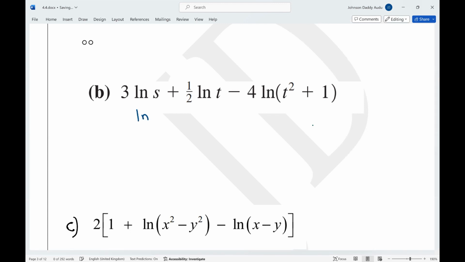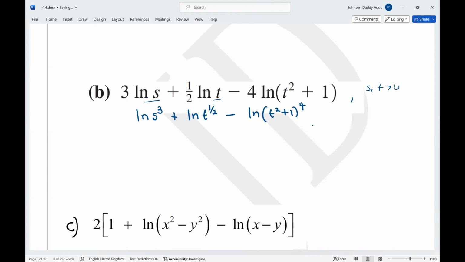So let's rearrange this. We can write as ln s cube, right? And this also we can write as ln t to power half. And this will be minus ln t squared plus 1 to power 4. Right. Okay. And here we need to know that what s and t have to be greater equals to what? Greater than 0, or else ln s will not be defined and ln t will also not be defined.